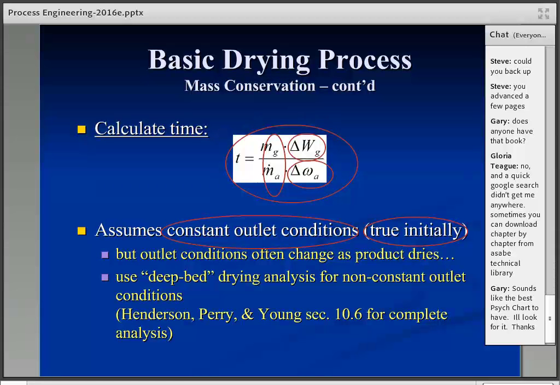I suspect though, if you get a problem like this in the exam, there's a good chance it'll be early in the process when you know this condition and you can use this simple analysis. Henderson, Perry, and Young has the more complicated analysis where you look at deep bed drying and how that varies during time. Again, if this is your specialty area, you might want to review that. There could be one problem on an exam. I'm guessing it's not your specialty area. It's not something you want to go try to learn probably. But this simple equation up here at the top, if you know constant conditions, is very easy to use. You just need to know your definitions there of the amount of moisture content of the grain, the humidity ratio of the air, and you can use that.